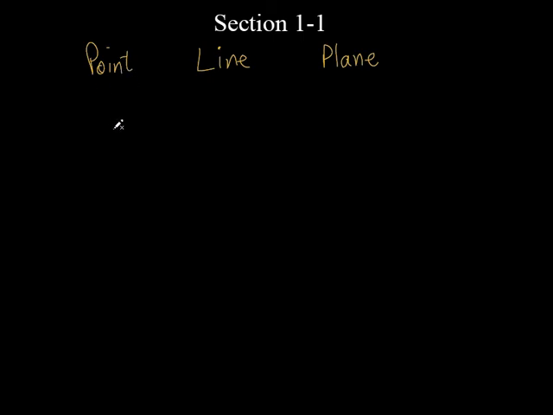Now, on paper, you have to figure out a way to label where points are. And so what we usually do is use a dot to represent a point. It's not really a definition of a point. That dot in and of itself is not a point. It represents where a point in space actually is.